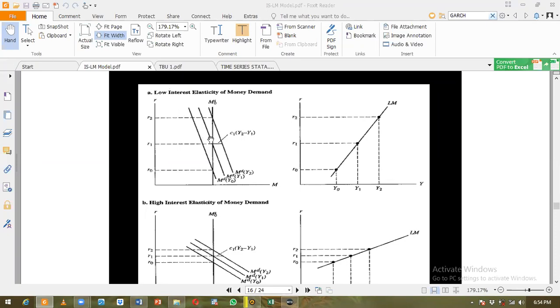So this is the case where money demand is interest inelastic. It makes the curve steeper. In other words, if you increase the interest rate by say 50%, then money demand will decrease by something less than 50%. That means money demand is interest inelastic, and that's why the curve is steep. Is that okay?